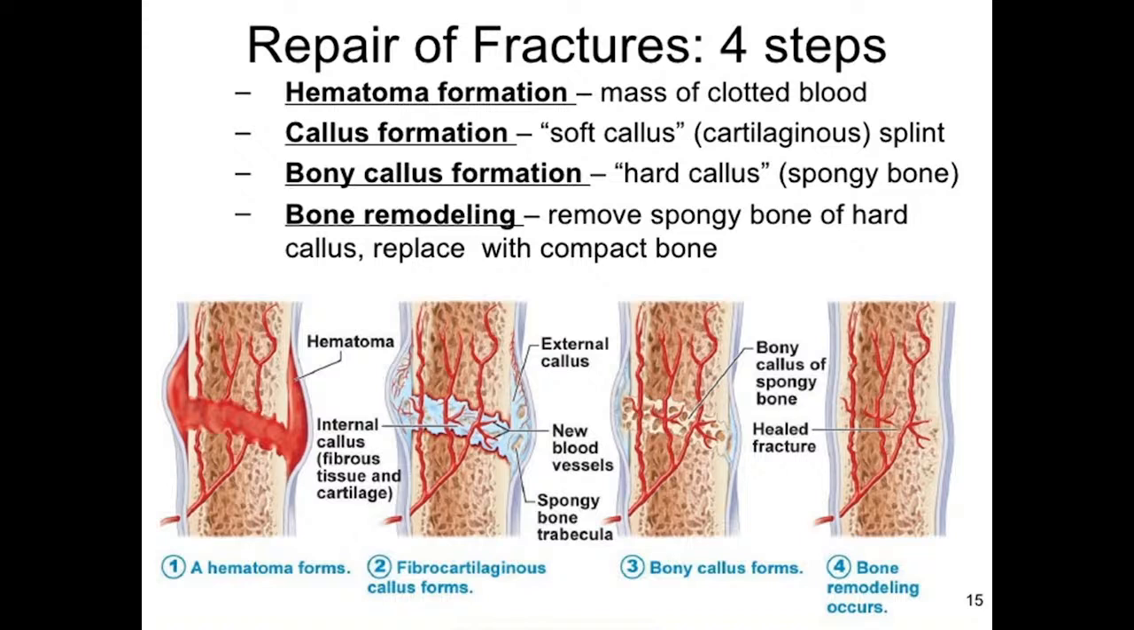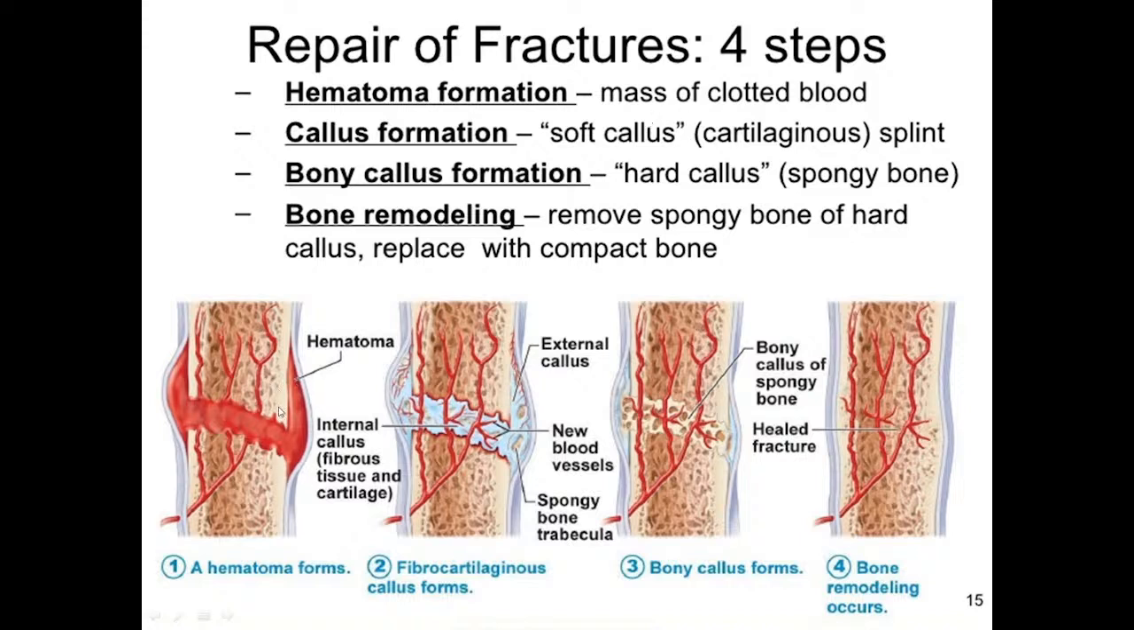Okay, students. Now we talk about the repair of the fractures. Repair of the fractures has 4 steps. The first step is hematoma formation. In this slide you can see these steps. Hematoma formation is the first day after the bone fracture, after the break. It is a mass of clotted blood.